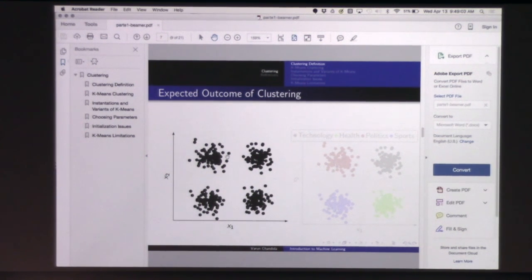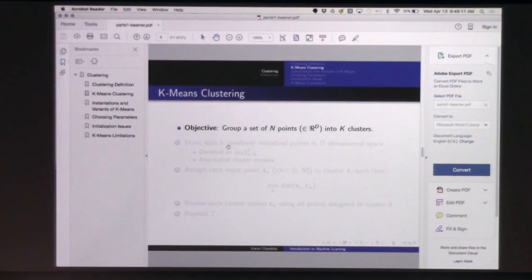But there are other clustering methods which do not really need this. They can work without having to explicitly provide the k. But then they have some other issues. So we'll talk about it as well.